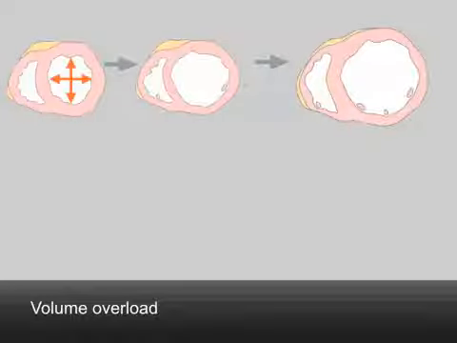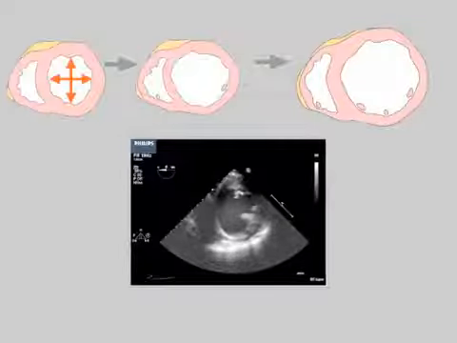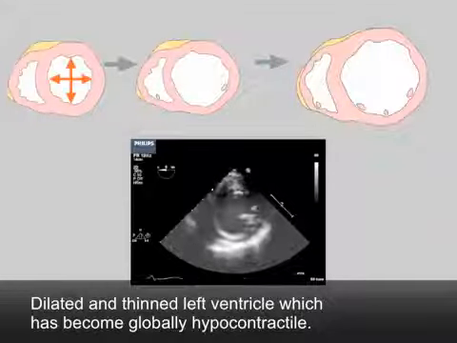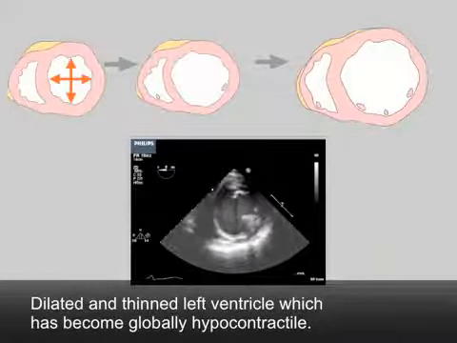This series of images reflects the results of volume overload on the left heart, which manifests as progressive dilation and thinning of the left ventricular walls. Ultimately, the walls are unable to contract well and result in a declining ejection fraction. The TEE image demonstrates a dilated and thinned left ventricle, which has become globally hypocontractile.